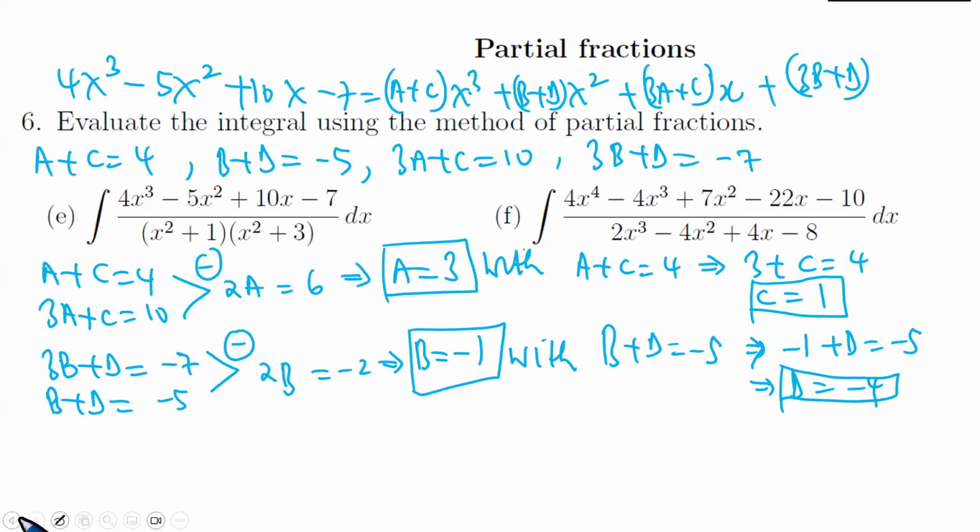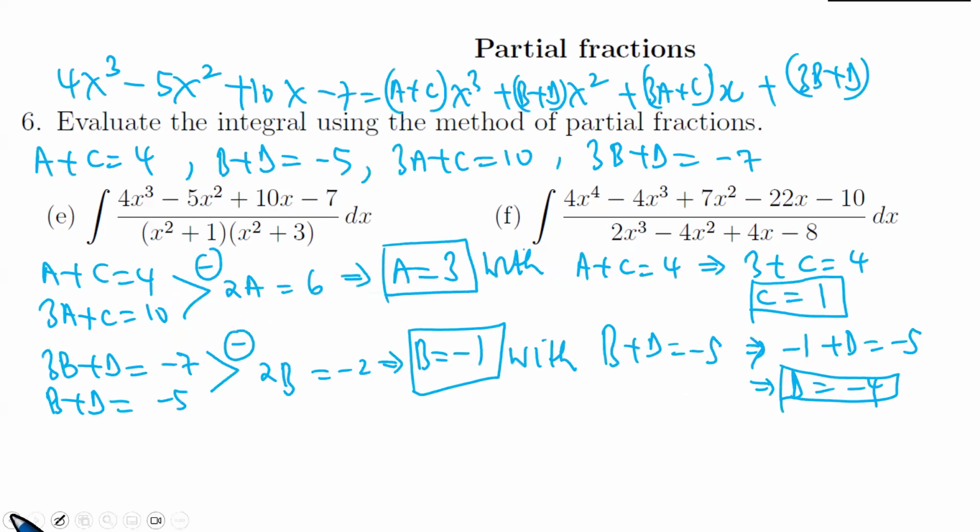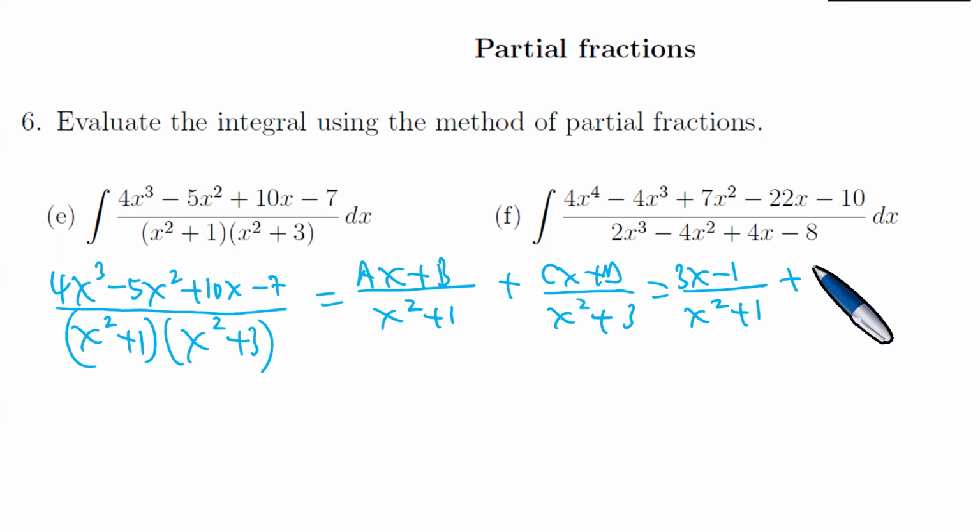What is the a? The a is 3 and the b is negative 1, giving us (3x minus 1) over (x squared plus 1). The c and the d, 1 and minus 4, over (x squared plus 3). First things first, it's very important to always check if these answers are correct. It's very important to have an idea that this partial fraction decomposition is actually correct, because there's always a chance of human error here.